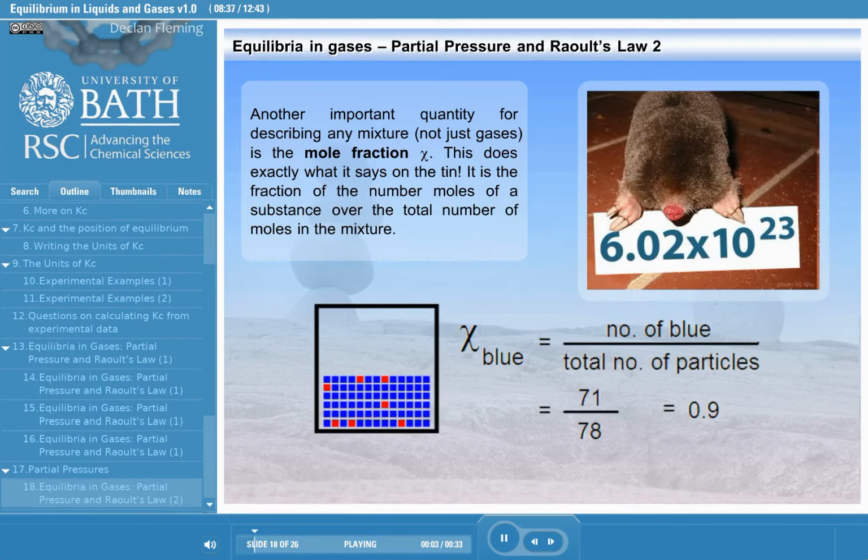Another important quantity for describing any mixture, and that's not just gases, is the mole fraction, chi. Don't let the fancy symbol confuse you. This does exactly what it says on the tin. It's just the fraction of the number of moles of a substance over the total number of moles in the mixture. So in our example here, we have 78 particles in total. Of those, 71 are blue. So the mole fraction of blue particles would be 71 over 78, giving us 0.9.